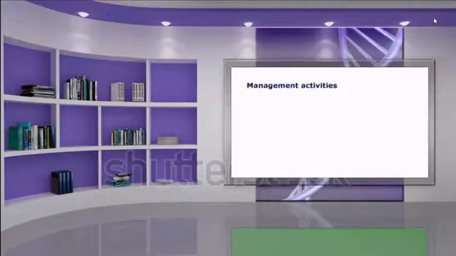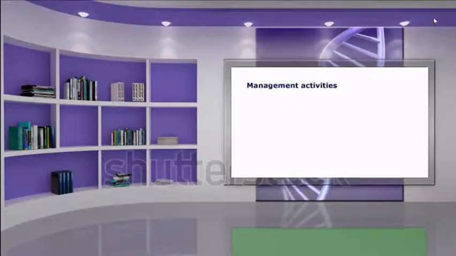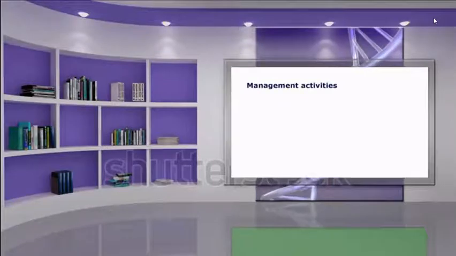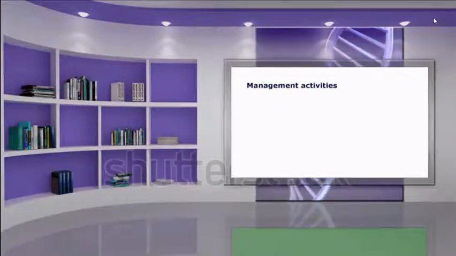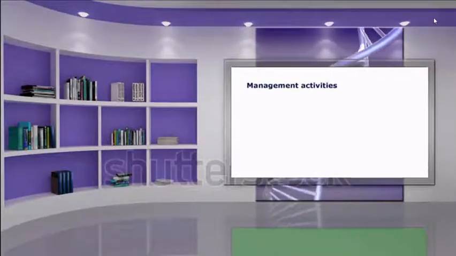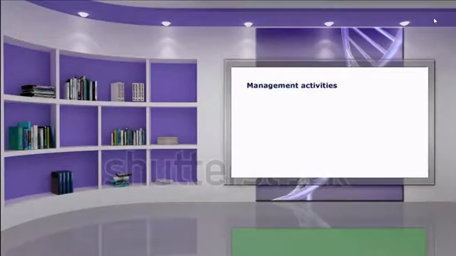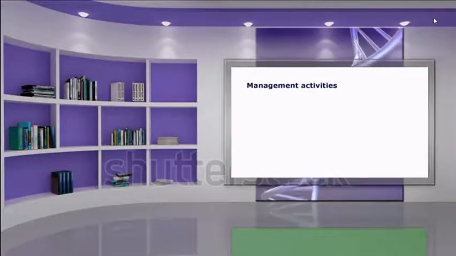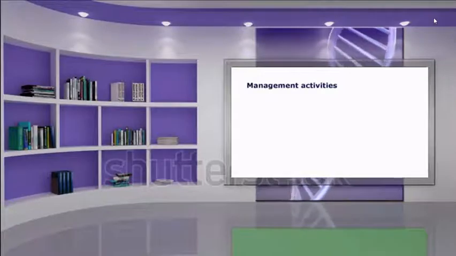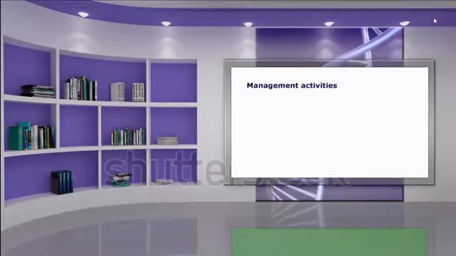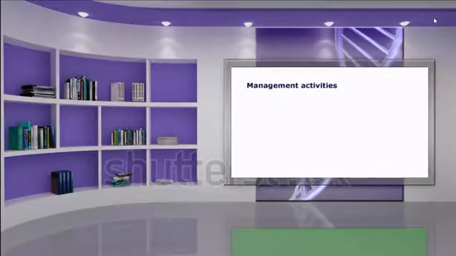So, we've said that management accounting is the process of providing information to management to assist them with running the business. What we want to think about now is what kind of activities do management engage in the course of running the business. Broadly speaking, management activities can be split into 3 different categories.